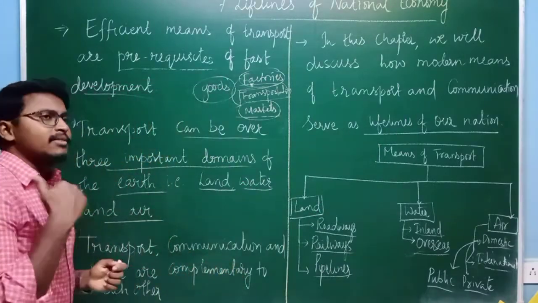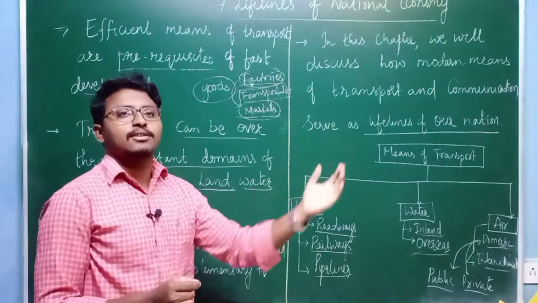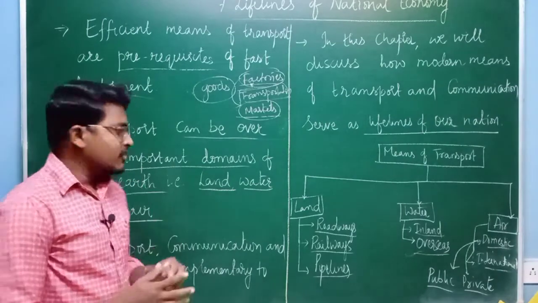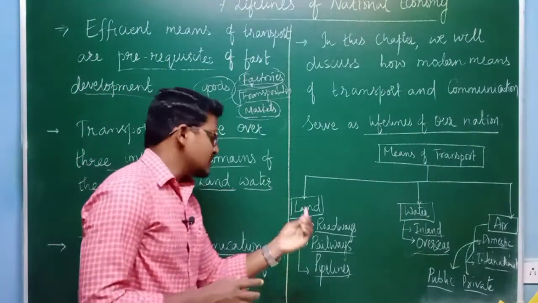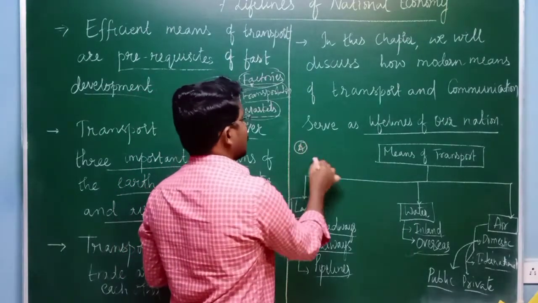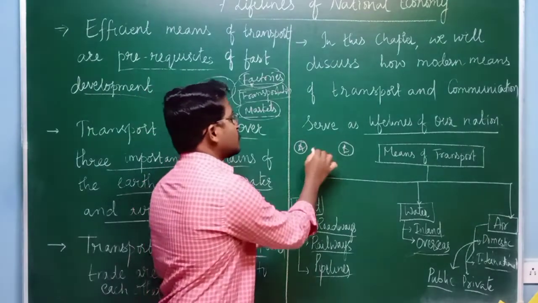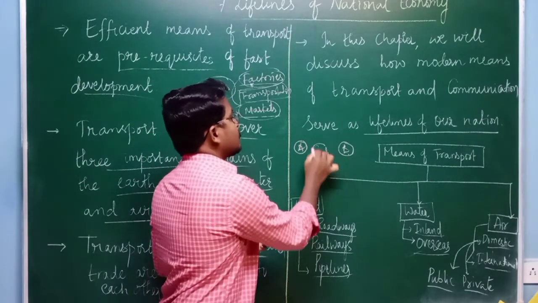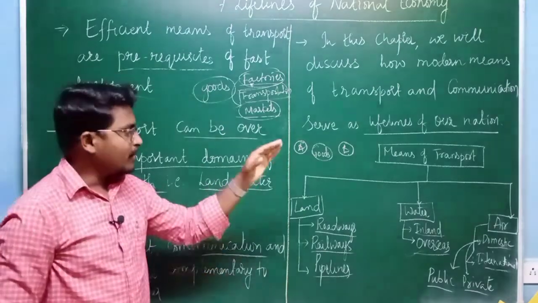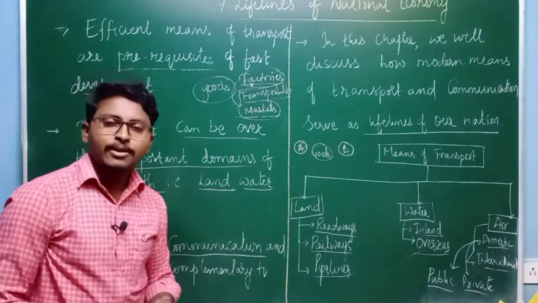And not only transportation, if you want to transport goods from one place to another, we require not only land, water or air, but apart from that we also require communication. Suppose a person is staying in place A and the other person is staying in place B. If some goods are to be transferred from A to B, first they need to communicate with each other. So apart from transportation, communication also plays a very important role.